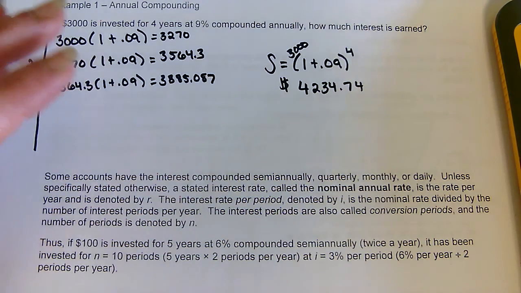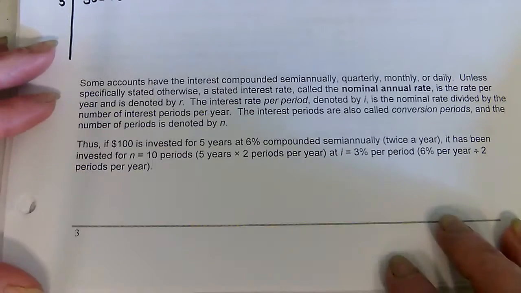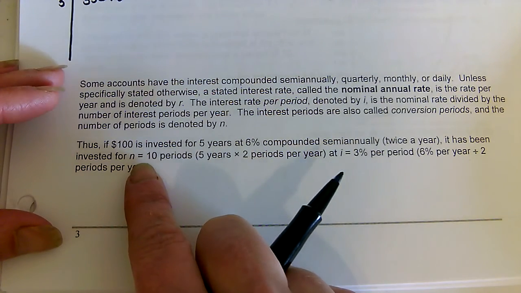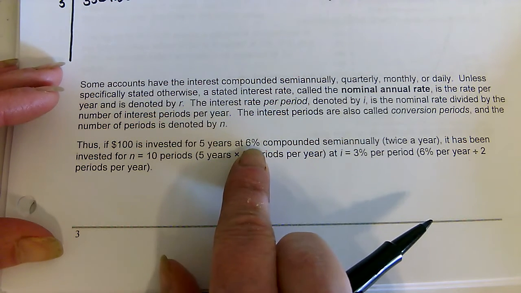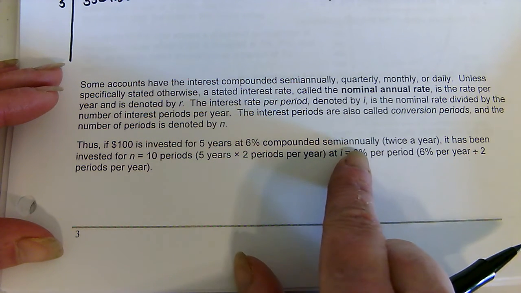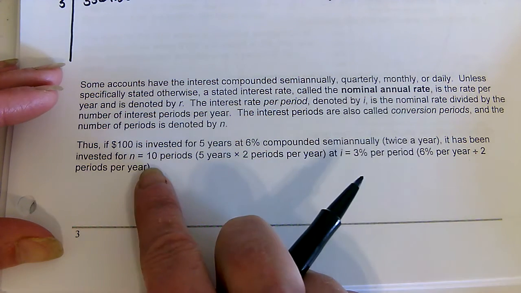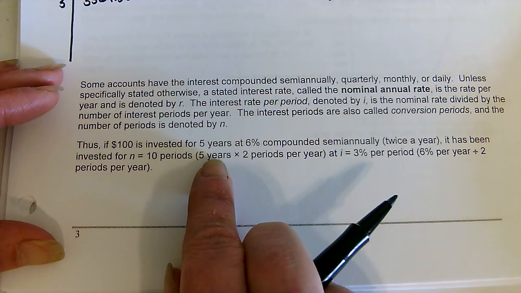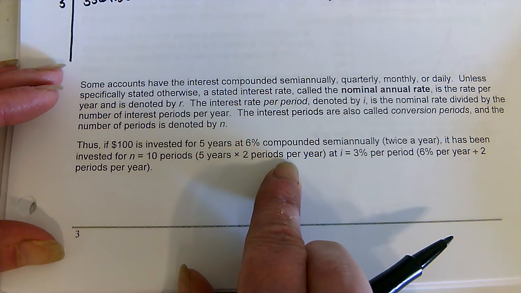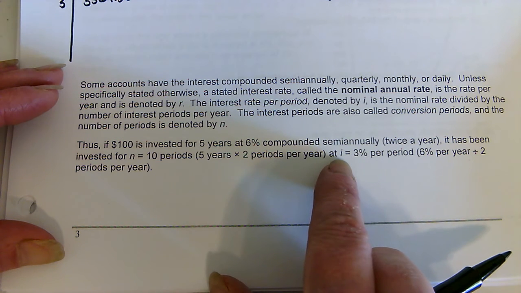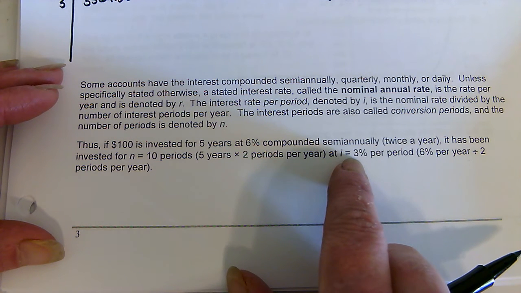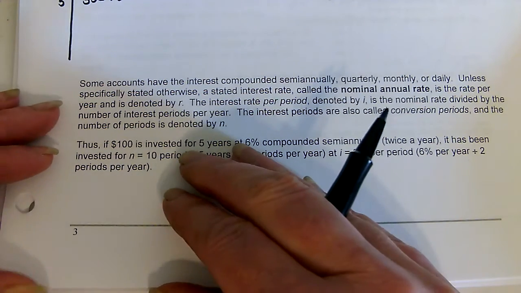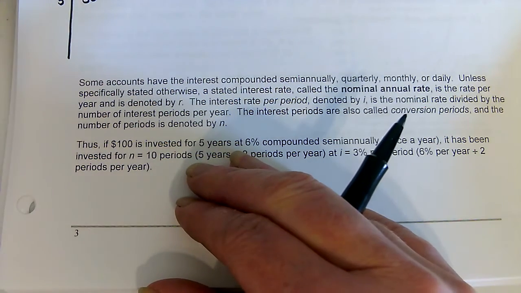Okay, so let's say we had $1,000 invested for 5 years at 6% compounded semi-annually, that's twice a year. That's going to actually be 10 times they calculate the interest, 5 years at 2 periods per year. The interest rate for each time is actually going to be 3%, because they take that annual interest rate of 6% and divide it up into the 2 periods per year.